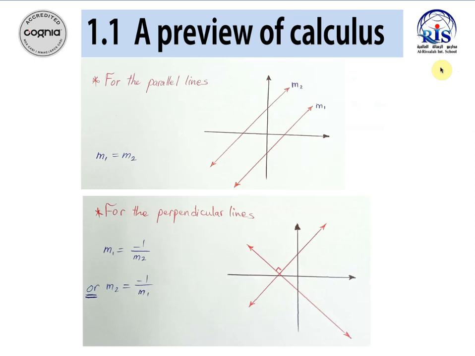The shapes of lines and the relationship between the lines. For parallel lines, the slope of the first line is equal to the slope of the second line. For perpendicular lines, the slope of one equals negative 1 over the slope of the other. Or we can say that it is the reciprocal of the first slope, always exchanging the sign.